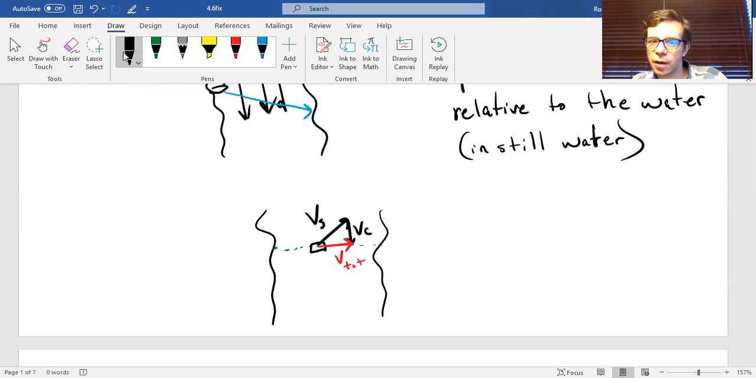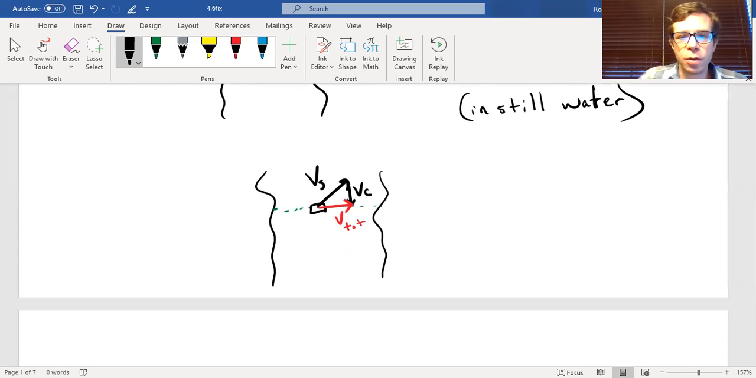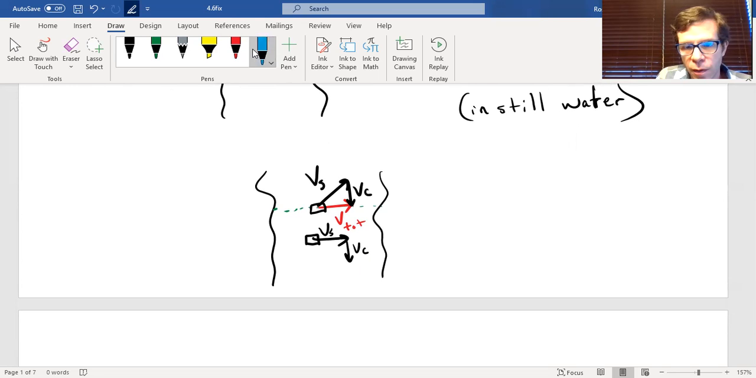The actual velocity that I get going across looks like this, and it's less than your velocity in still water because you have to fight against the current, right? Or if I don't fight against the current, what happens? So if I don't fight against the current, I have my velocity in still water, the velocity due to the current, and I end up with a total velocity like this, where I'm not paddling straight across.